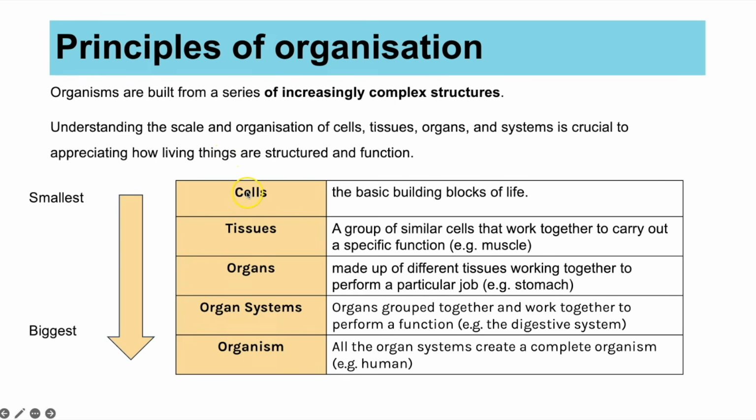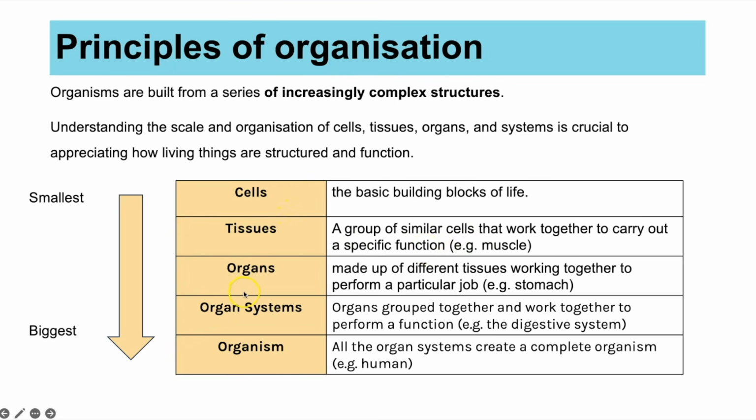You need to know about cells, tissues, organs, organ systems and organisms. Cells was all of topic 1, which if you haven't watched my video on topic 1, I'll link it up here. So cells are the smallest of the structures. They're the basic building blocks of life. Then we get tissues, which could be made up of thousands or even millions of cells, and they're groups of similar cells that work together to carry out a specific function, such as a muscle tissue.